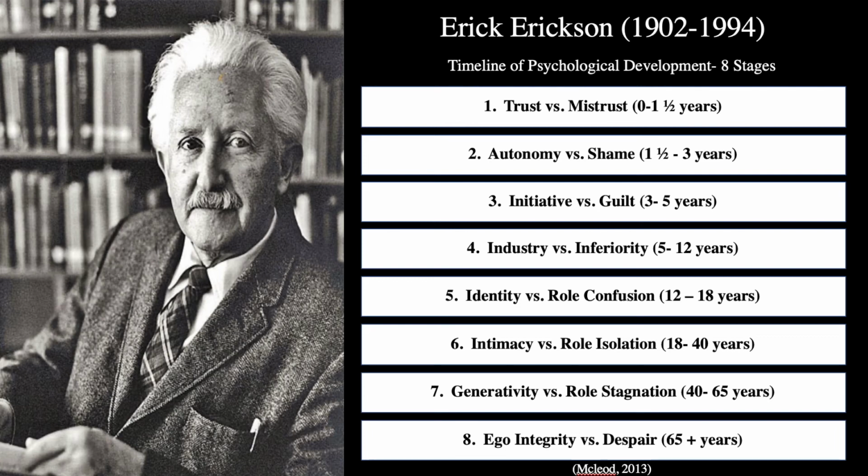Industry versus inferiority is where a child starts to recognize that his or her actions affect how people treat him or her. Identity versus role confusion occurs during adolescence, when a child either develops a strong sense of identity or role confusion, where attempts may be made to either fit in or to completely separate from others.